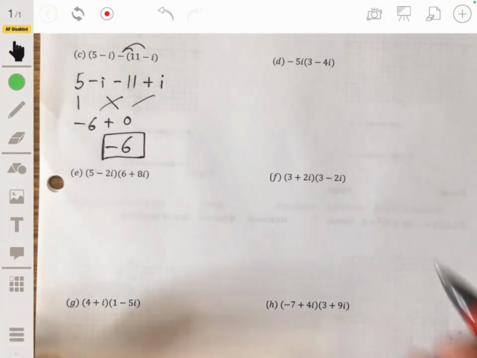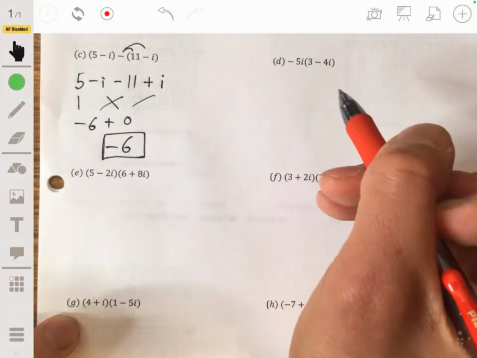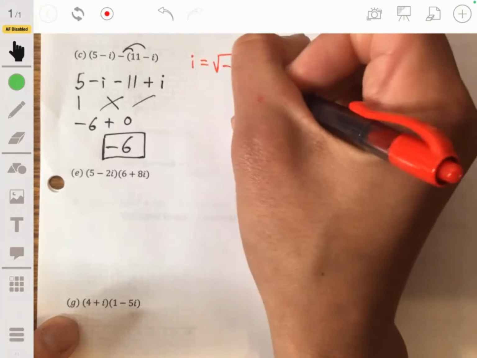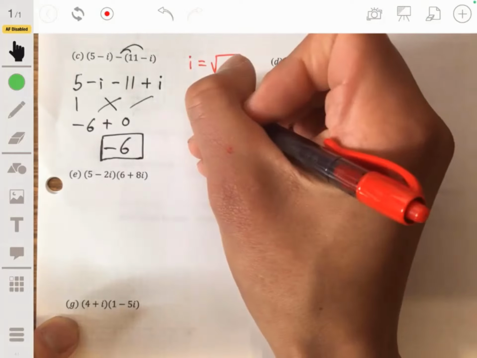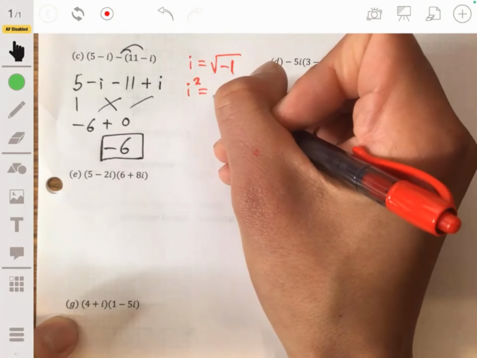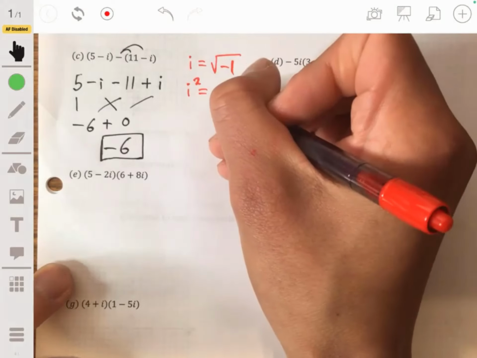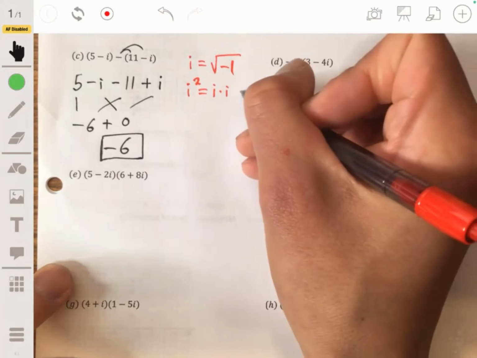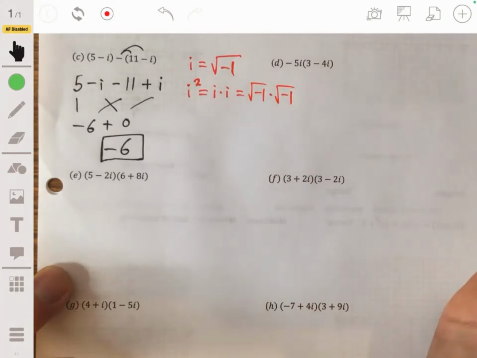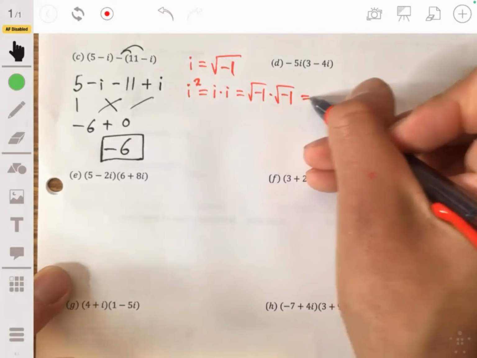Okay, so now we're going to look at multiplication. So let's remember that i is defined to be the square root of -1. And so when you have i squared, that's essentially i times i, which is the square root of -1 times the square root of -1, which is just going to be -1.